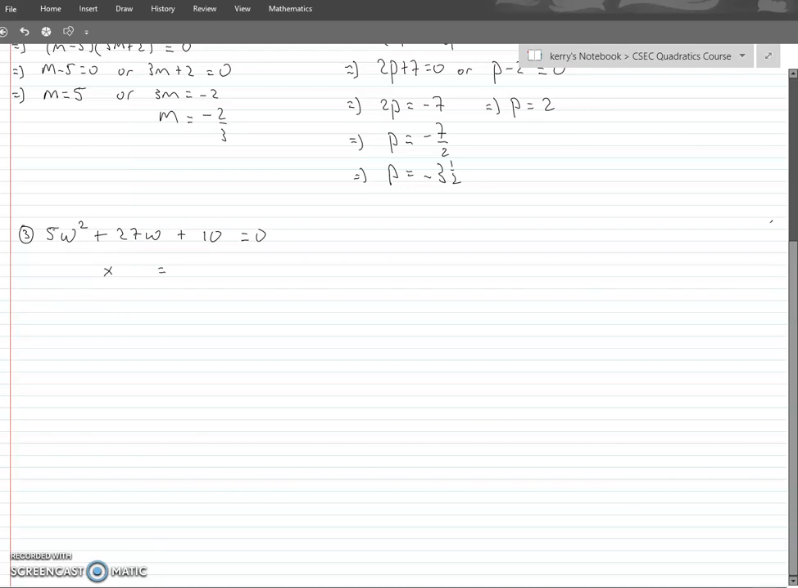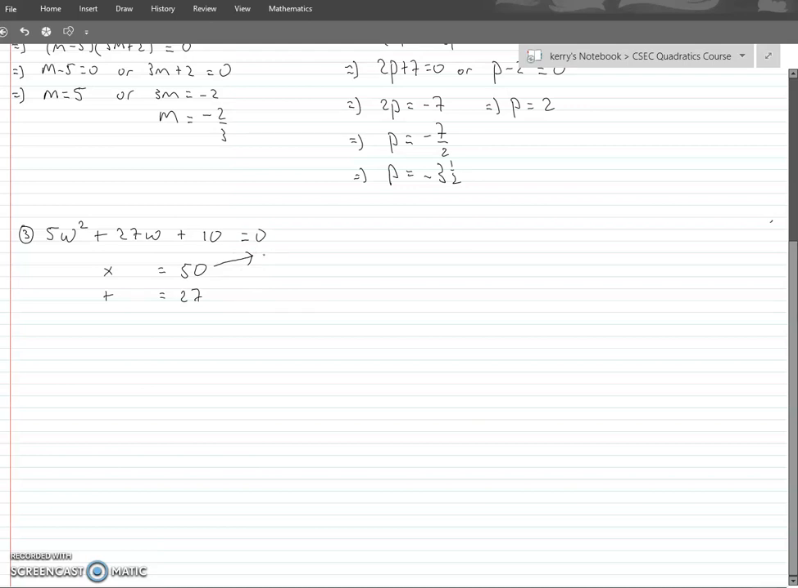Right, so after that pause, you're looking for two numbers that, when multiplied, give us 5 by 10, which is 50, and when added give us 27. Now, this could be done in your mind, right? But I am doing it physically so you could see it.